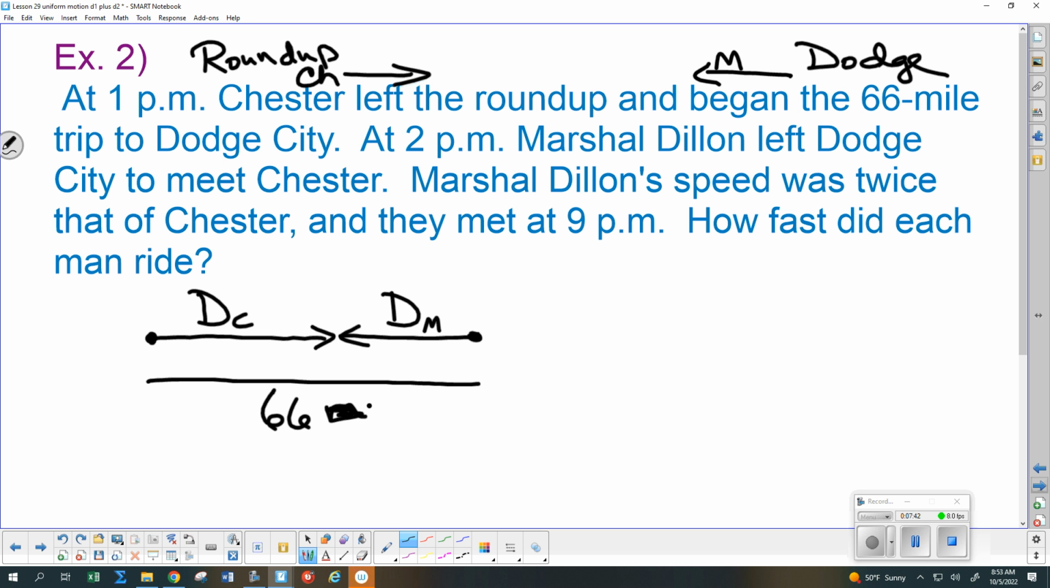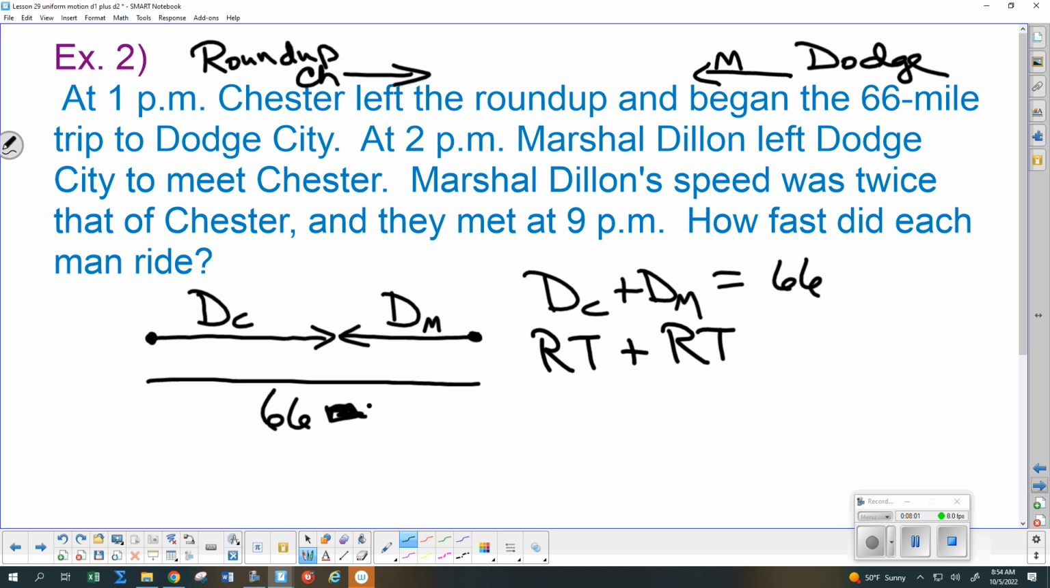So now, if you look at that picture, the top row is as long as the bottom row. The top row is as long as DC plus DN. The bottom row is 66. Then each distance is rate times time with the correct subscripts.